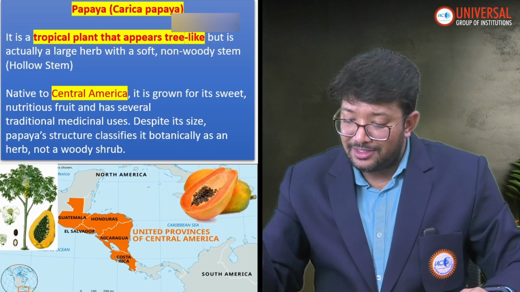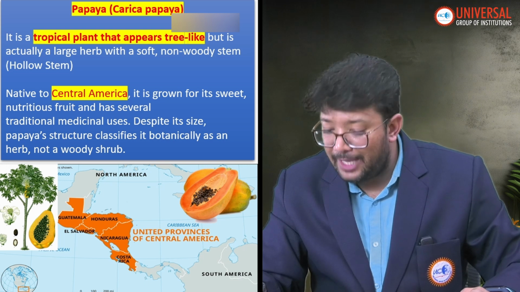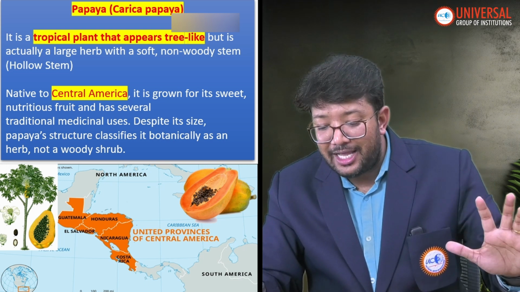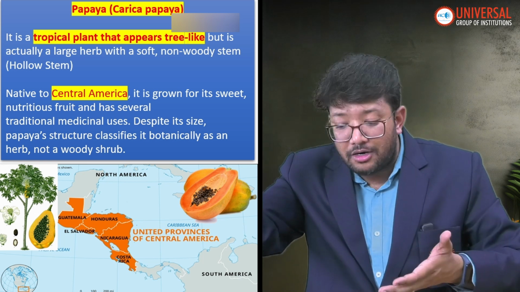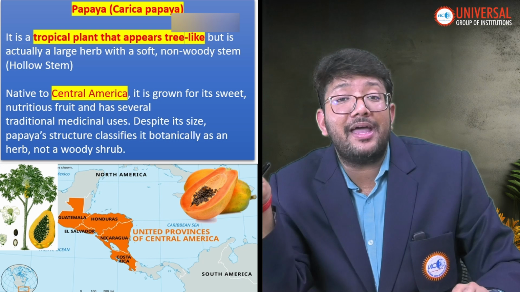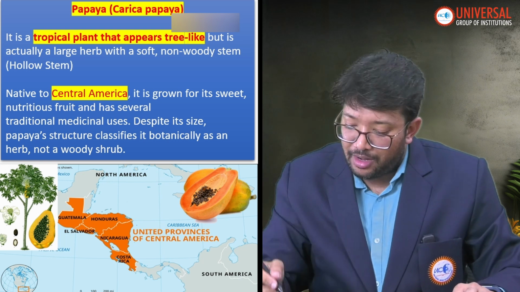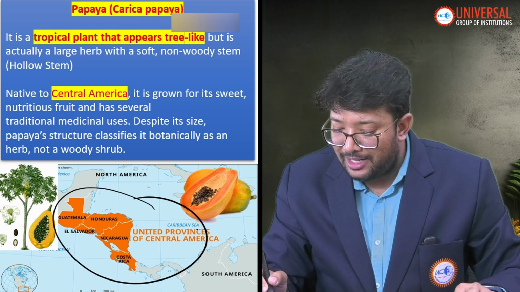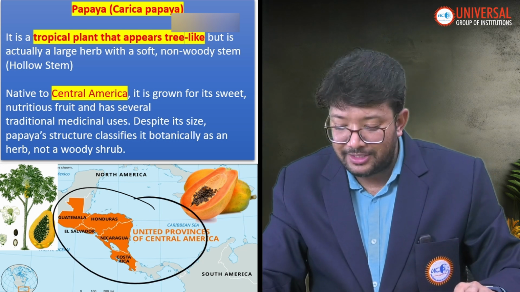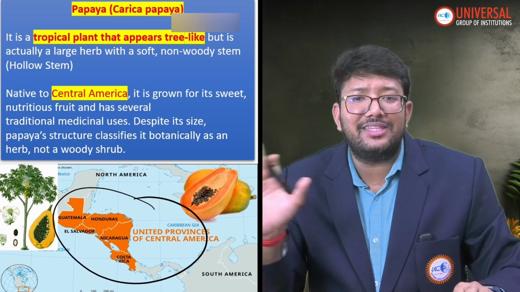Next is papaya. Carica papaya is the scientific name. It is a tropical plant that appears tree-like, but it is actually a large herb with a soft, non-woody stem. Means the stem of the papaya tree is hollow, not hard. It is native to Central America: Guatemala, El Salvador, Honduras, Nicaragua, Costa Rica. These are the Central American countries, and it is grown for its sweet, nutritious fruit. We have all eaten papaya. So that is the question.